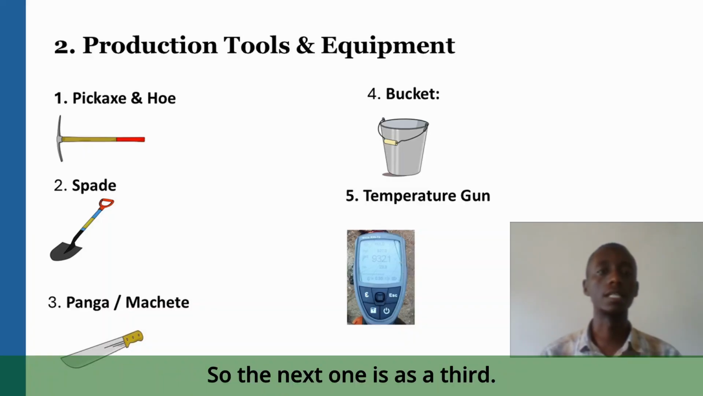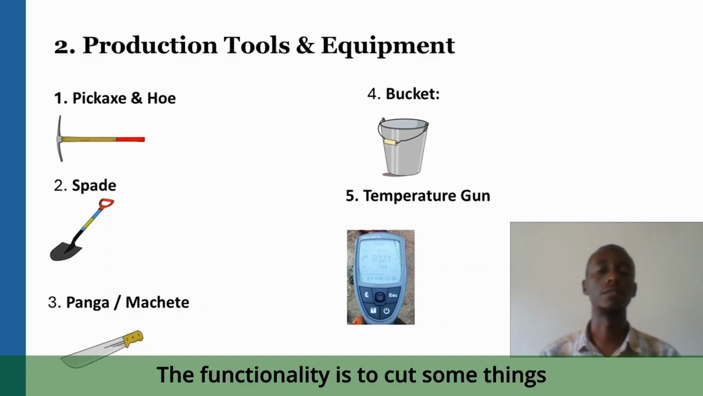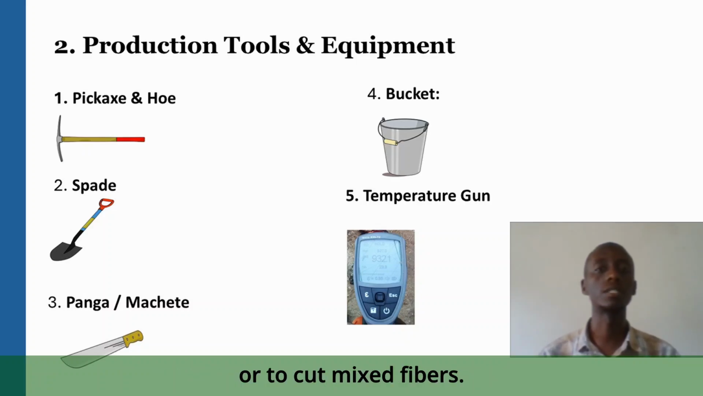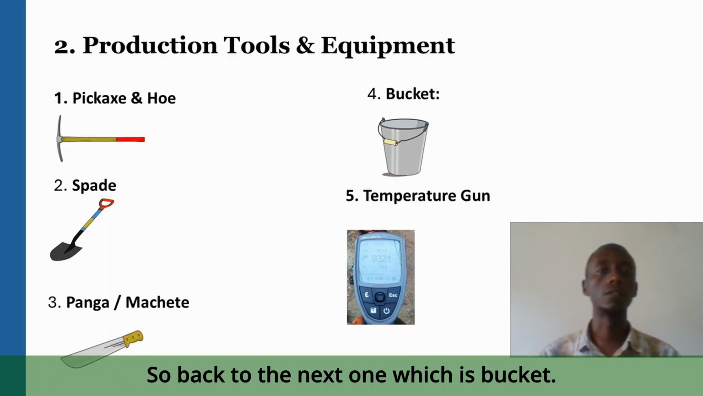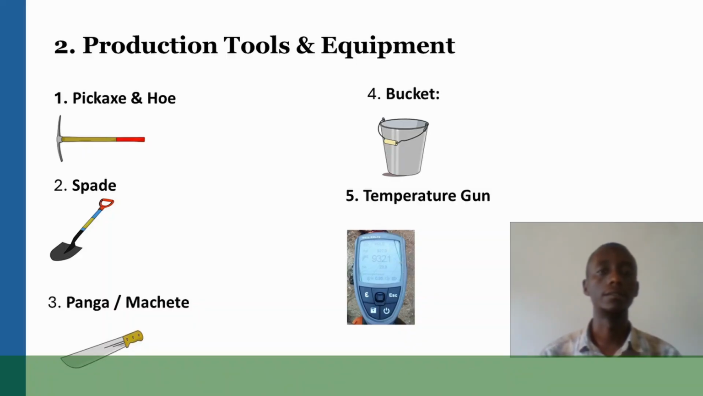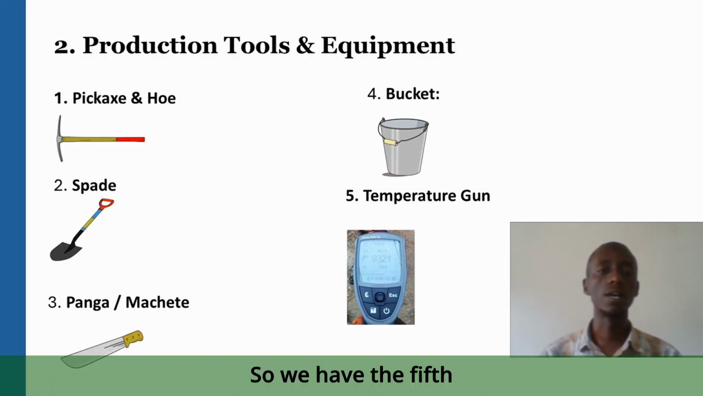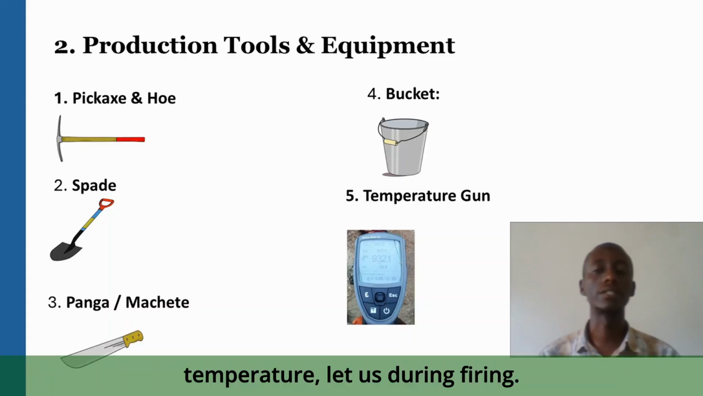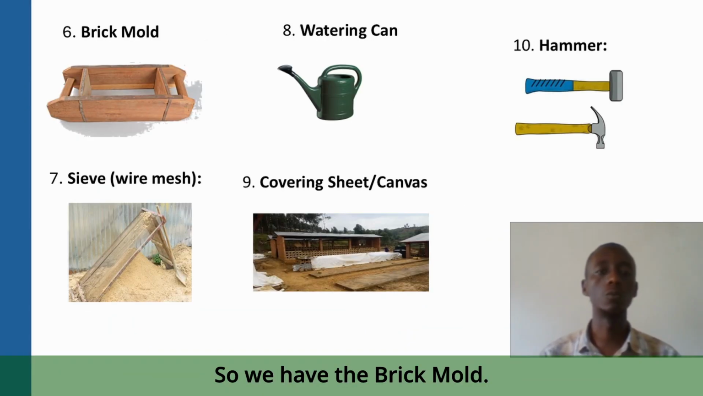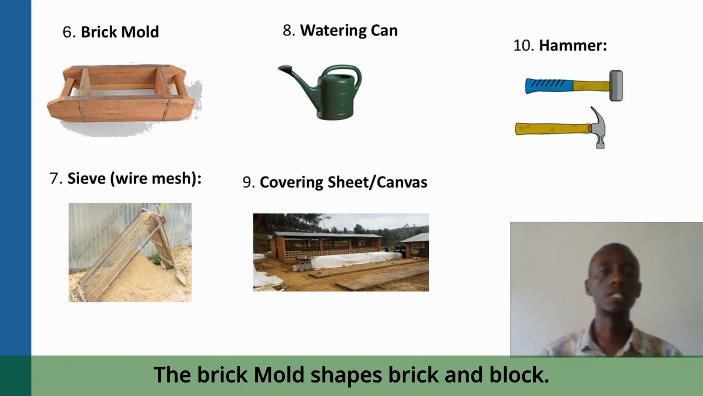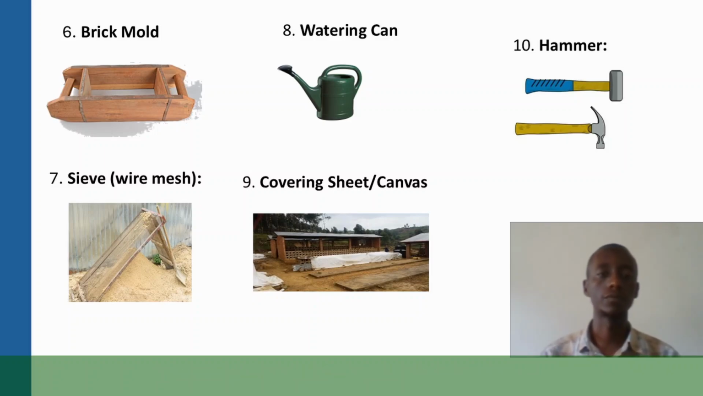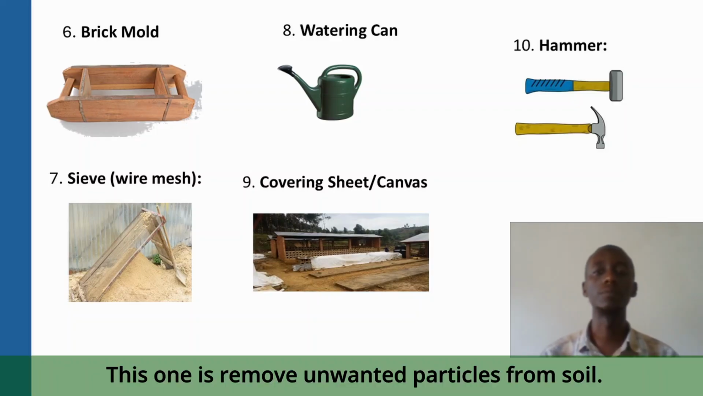The third one is the panga or machete. Its function is to cut mixed fibers. The next is the bucket, which is used to measure or carry raw materials. The fifth is temperature guns, which monitor kiln temperatures during firing. Then we have the brick mold, which shapes bricks and blocks. We also have a sieve or wire mesh, which removes unwanted particles from soil.